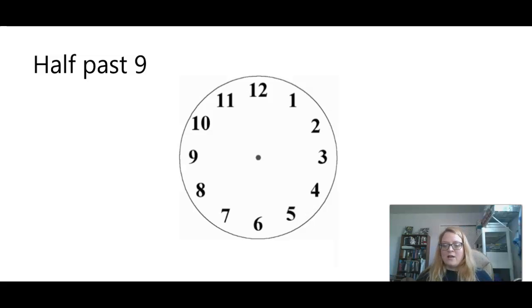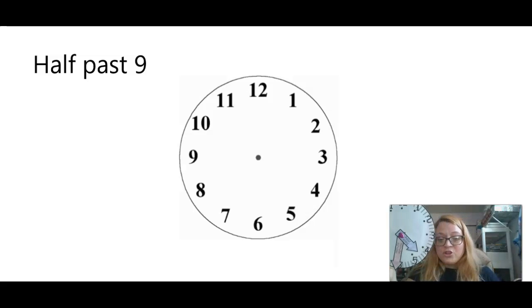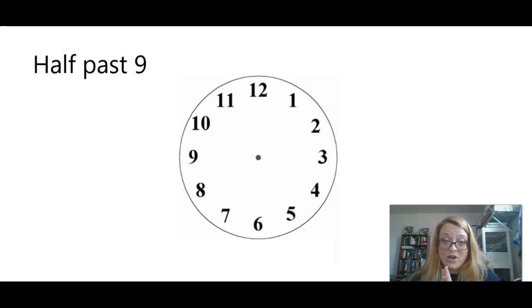Here is a clock. I want you guys to get out your clocks and show me 9:30. So think about, where does your minute hand need to go? Remember, the minute hand is the long one. Where does your hour hand need to go? Remember, that's the short one. When you do this, if you are drawing it, make sure that you make your hour hand short and your minute hand long. All right?